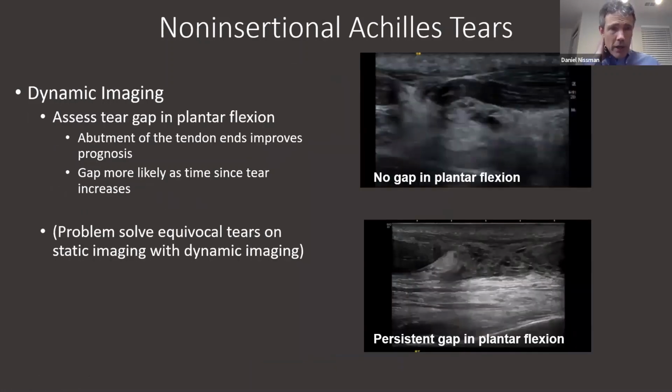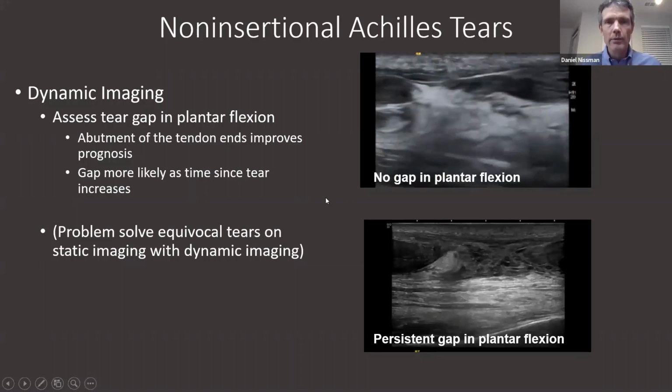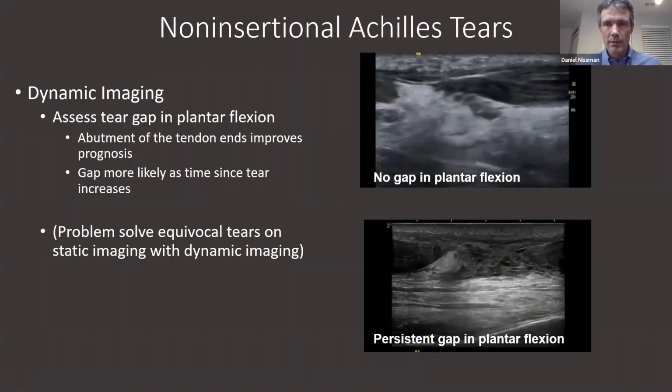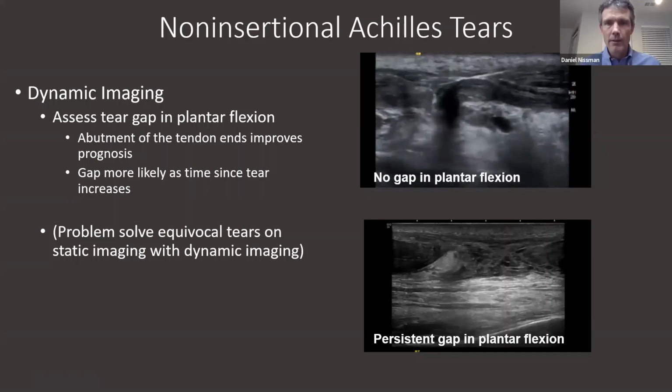All right, so dynamic imaging is important even if you already know that there's a full thickness tear, because if you can get the tendon ends to touch each other during plantar flexion, then that improves the prognosis of the tear. So here's one where we have no gap in plantar flexion. You can also see that edge shadowing right there. And then here's one where there's a persistent gap.